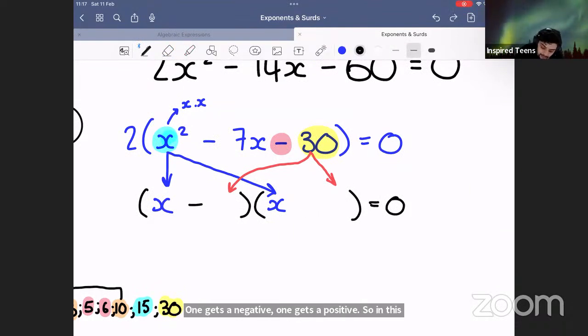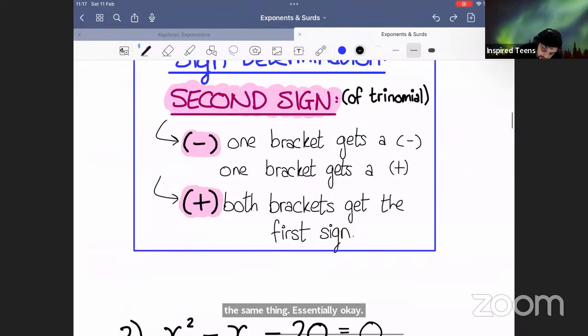Now, yes, it does matter. Sometimes the plus will have to go in one bracket and the negative will have to go in the other. But in this case, because both of our first factors are x, it doesn't make a difference, because if I put the plus there and the minus there, I've written the same thing essentially. So in this case specifically, it does not matter. Let's go through the next one.